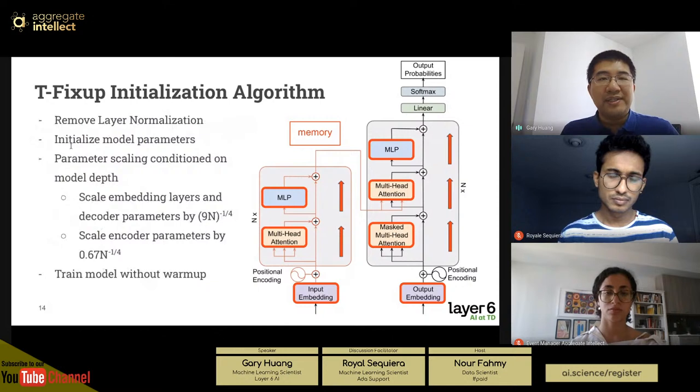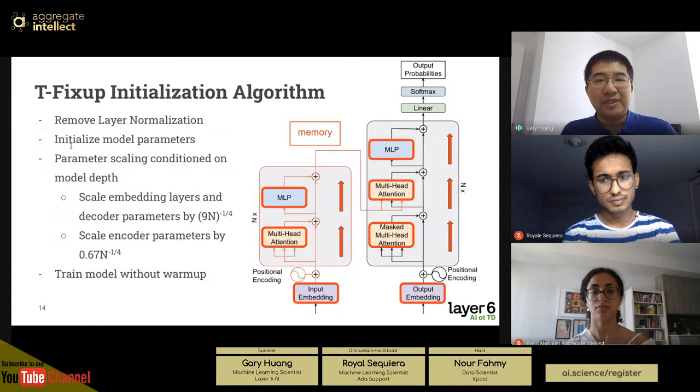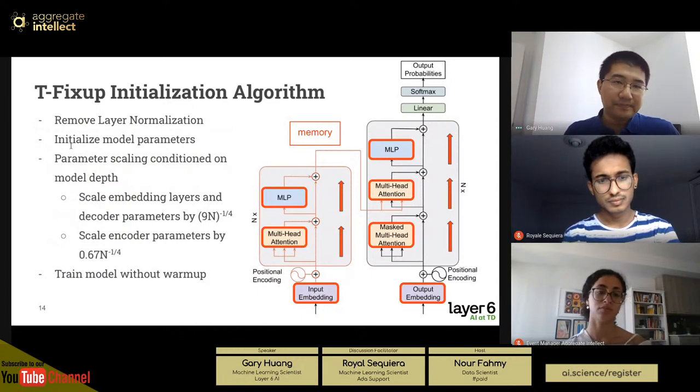All parameters are initialized as in the vanilla transformer model. Then the embedding layer parameters, as well as decoder parameters, are scaled by an additional factor conditioned on the total layer number. Encoder parameters are scaled by a slightly different factor due to the asymmetry that encoder outputs are used as input to the decoder attention layers.